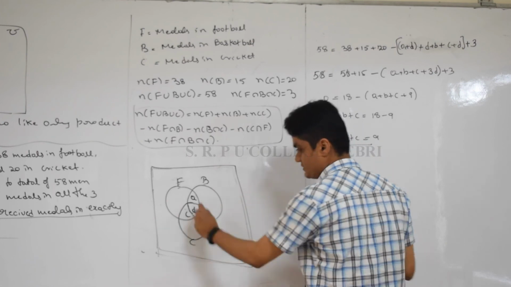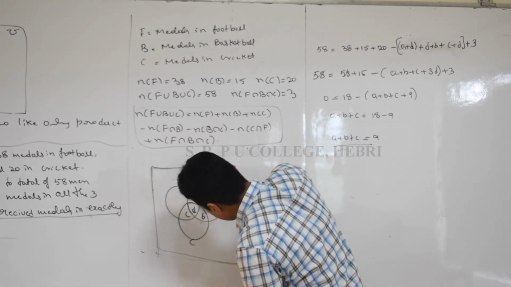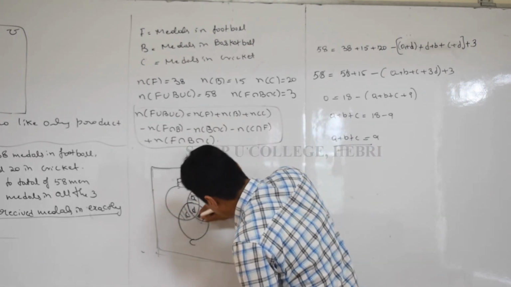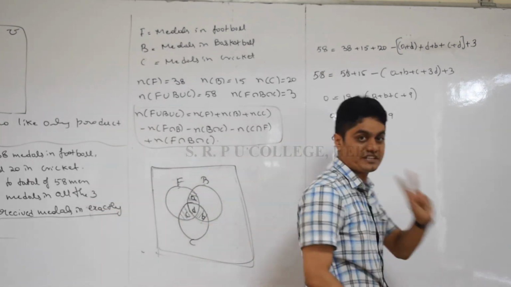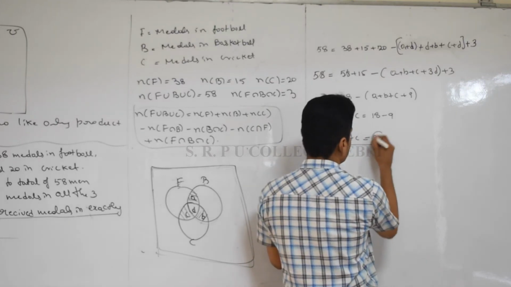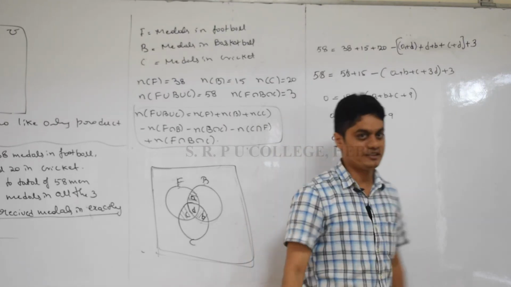What is A plus B plus C? This region represents what? Exactly 2. Exactly 2. So we got how many of them received exactly 2 out of 3 sports: A plus B plus C. So the answer is 9. It is a worked-out problem.